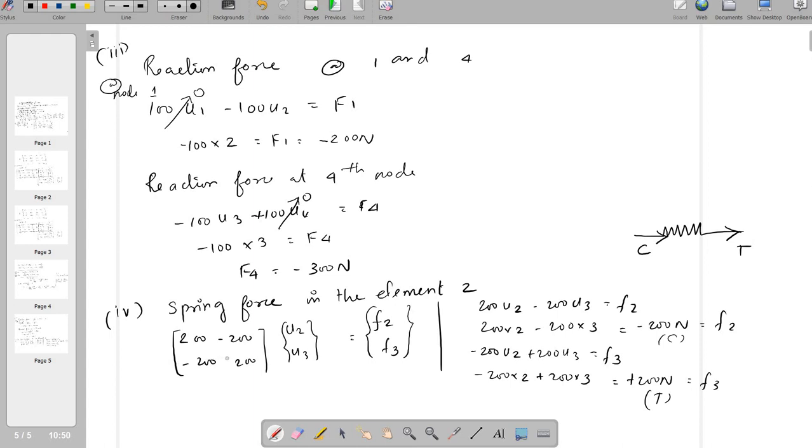This problem is to find, first, the global stiffness matrix. Second, the displacement values. Third, the resisting forces or reactions. Fourth, the force in any of the spring elements. Here it is asked to find the force in element number 2. Okay, here I am concluding the solution.